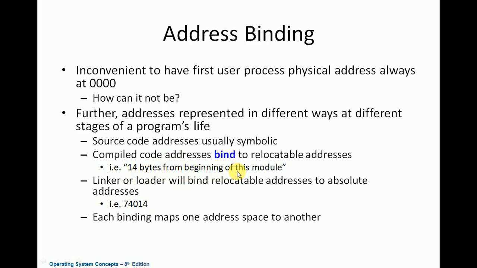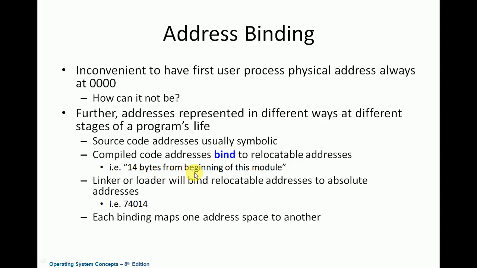Then comes the loader and linker. The loader or linker will bind relocatable addresses to absolute addresses. So whatever relocatable addresses we have are converted to absolute addresses where the program actually has to be loaded into main memory. For example, the relocatable address is basically 14 bytes from the beginning.